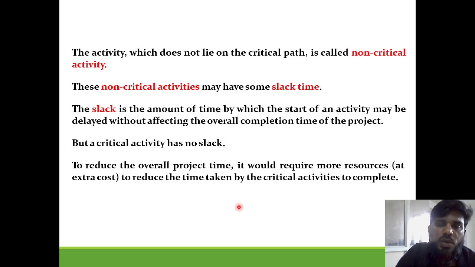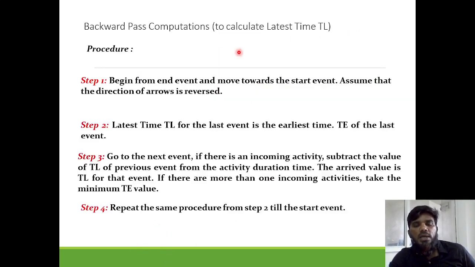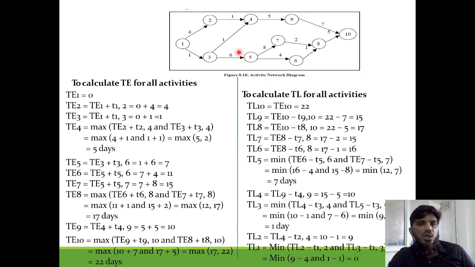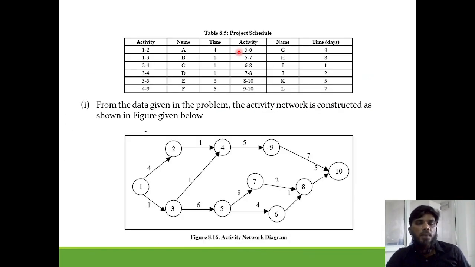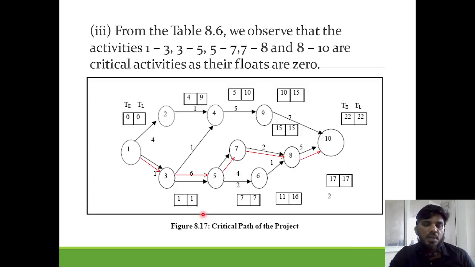To reduce the overall project time, it would require more resources to reduce the time taken by the critical activities. This we will see in the next class: what is scheduling of activities, earliest time, latest time, how to identify these, how to draw a network analysis for a given problem, and how to identify the critical path for the particular problem. For example, this network has a number of paths, and we have identified that this path is the best path for doing this particular project. That we will see in your next lecture.